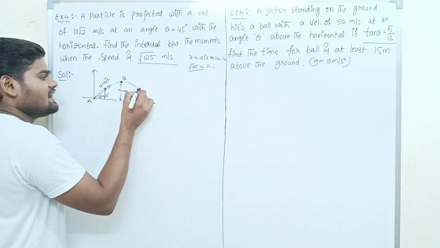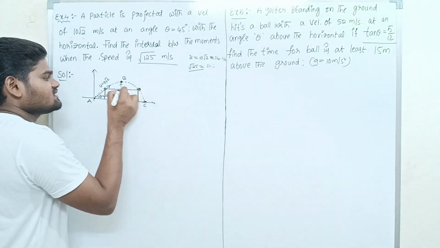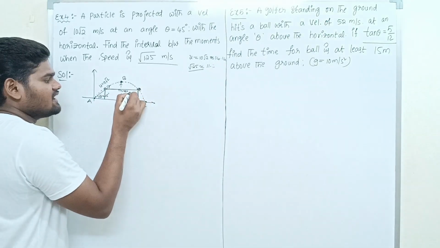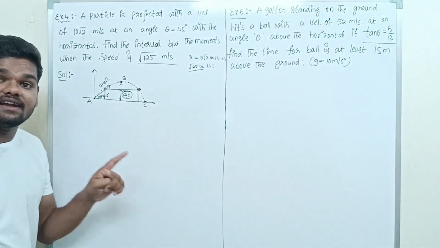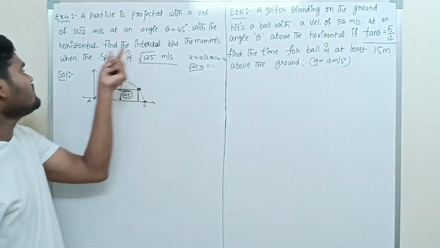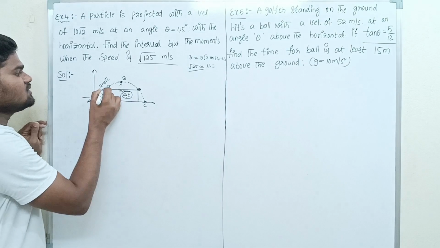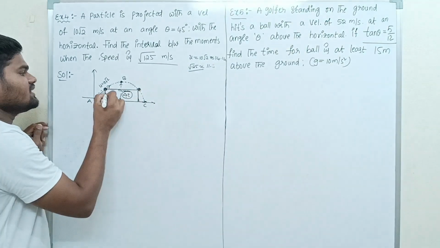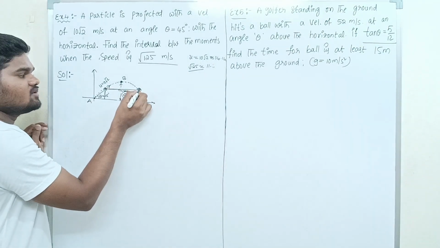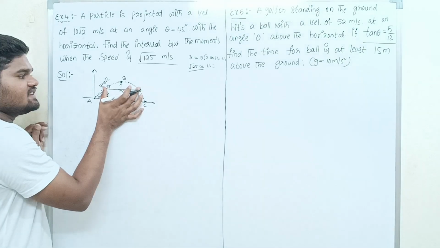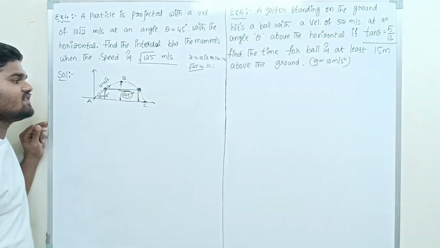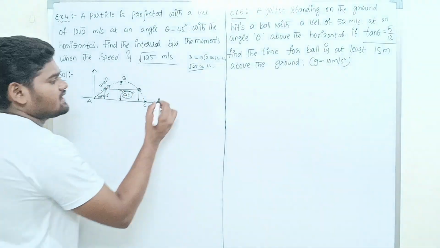So what are they asking? At what time interval delta t between the moments when the speed becomes root over 125? Here root over 125, and here root over 125. So in between these two points, what is the time interval? We have to find that out.